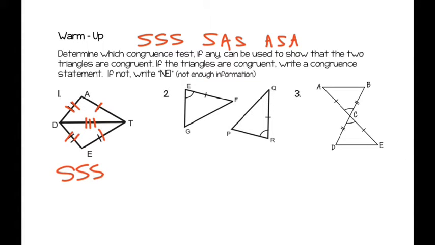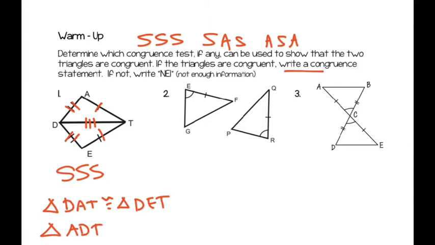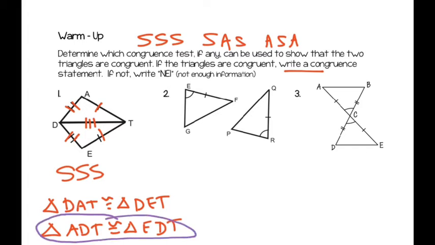It does say to write a congruent statement. So I'm going to say triangle DAT is congruent to triangle DET. If I held to my writing it in alphabetical order, I'd be doing it like that, I guess. And so I'd say EDT for that. So either one, it's fine. Just for consistency, I guess I should be putting that.